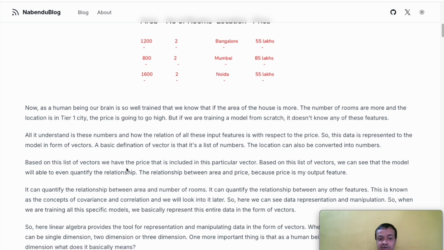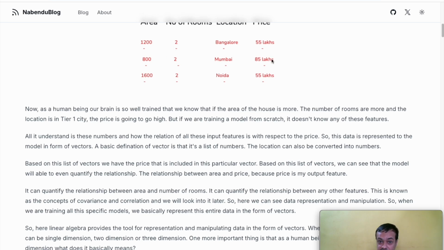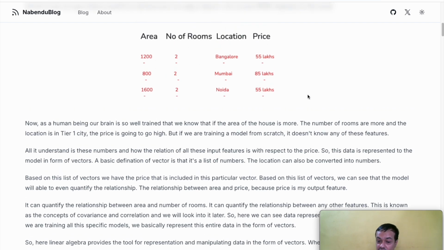Okay, based on the list of vectors, we have the price that is included in the particular vector. Based on the list of vectors, we can see that the model will be able to quantify the relationship between area and price, because the price is the output of the feature.